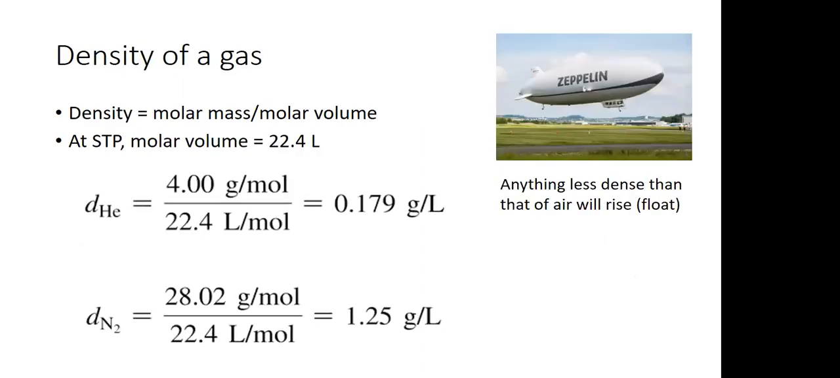And that is density of a gas, all right? To calculate density of a gas, you take the molar mass of that gas, which is found in the periodic table. So helium, the molar mass is 4. Nitrogen gas, which is N2, the molar mass is 28.02. You then take your molar mass and divide by your molar volume. Again, just as a refresher, molar volume is the volume of one mole of gas.